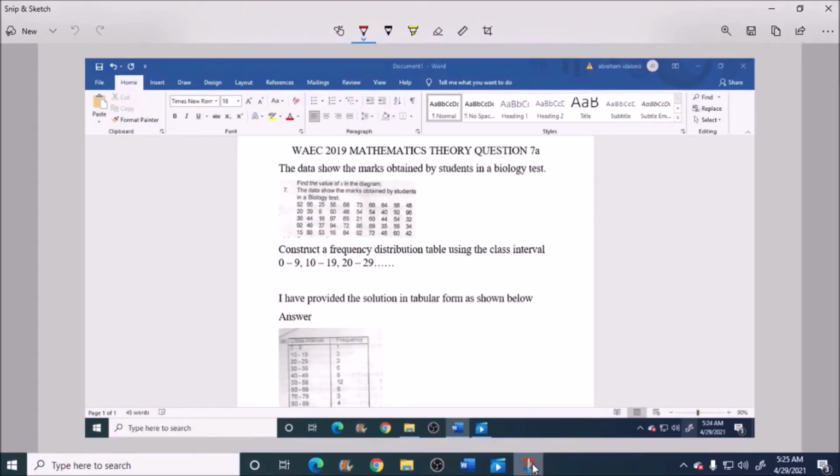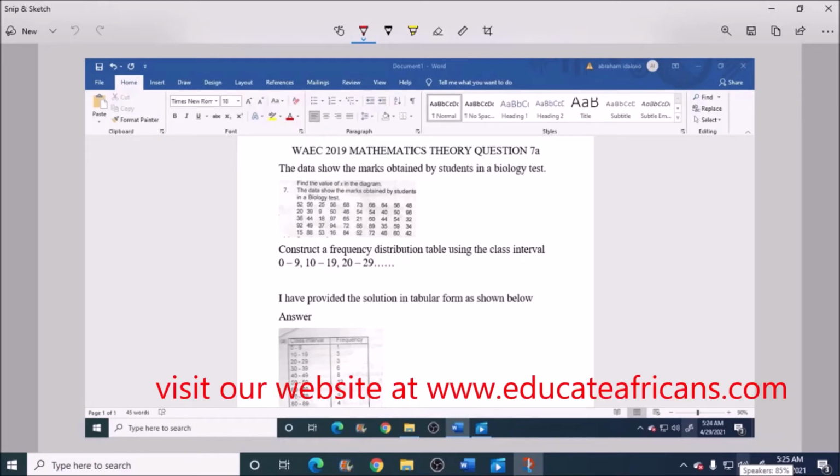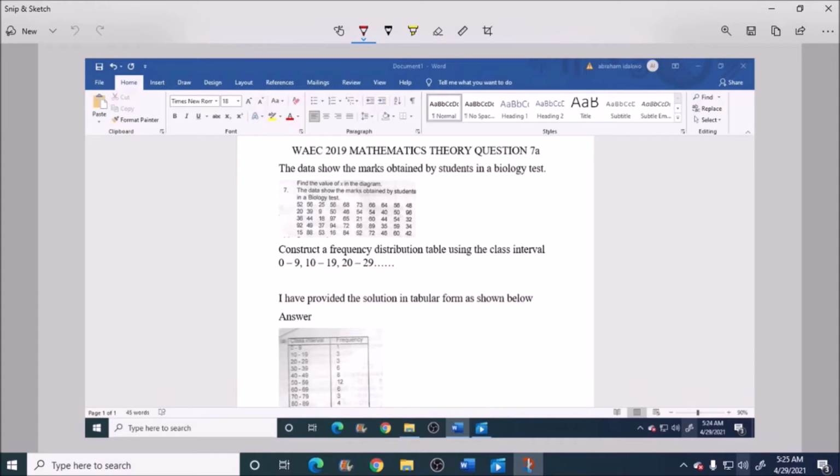Hello and welcome. Today I will be answering WAEC 2019 Mathematics Theory question 7A. We have the data showing the marks obtained by students in a biology test. We are to construct a frequency distribution table using the class intervals 0 to 9, 10 to 19 and 20 to 29. I have provided the solution in a tabular form as shown below.